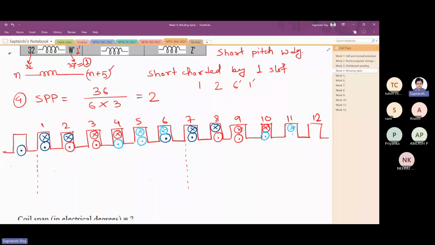Just look at the repeating pattern color wise. Can you find out the symmetry? This is how we make poles out of the winding.